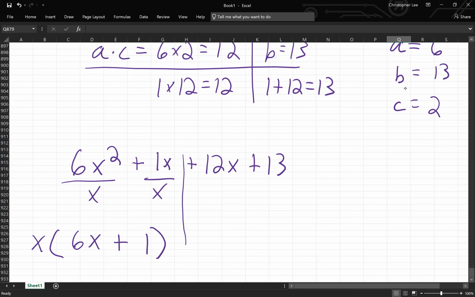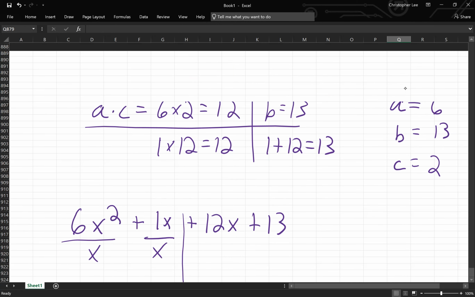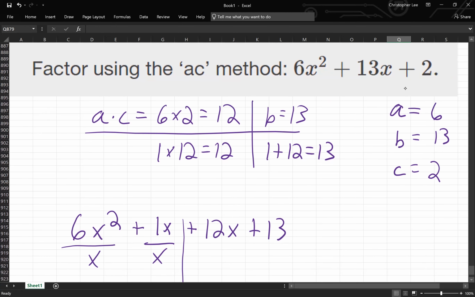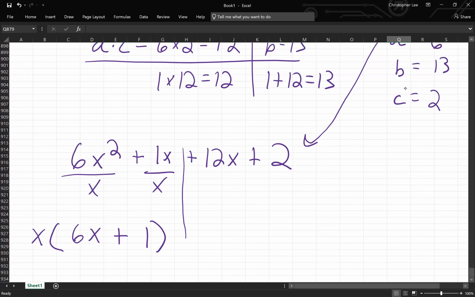Exactly. Now I'm looking at the 12x plus 2. Did I get that right? It's supposed to be 2. Where did that come from? The last term, you write that down there. Sorry about that. Anyway, back to the 12x plus 2.